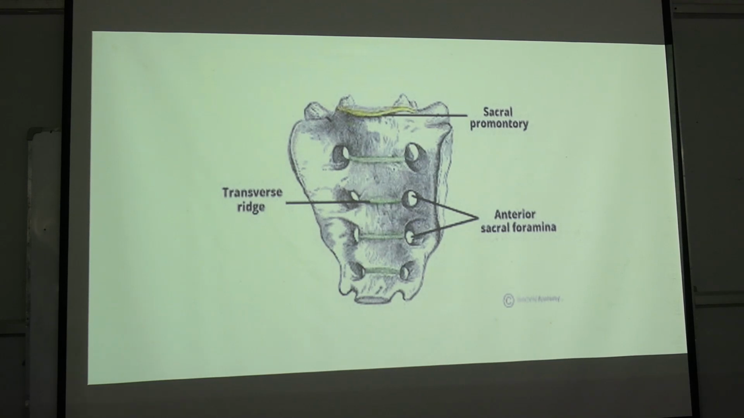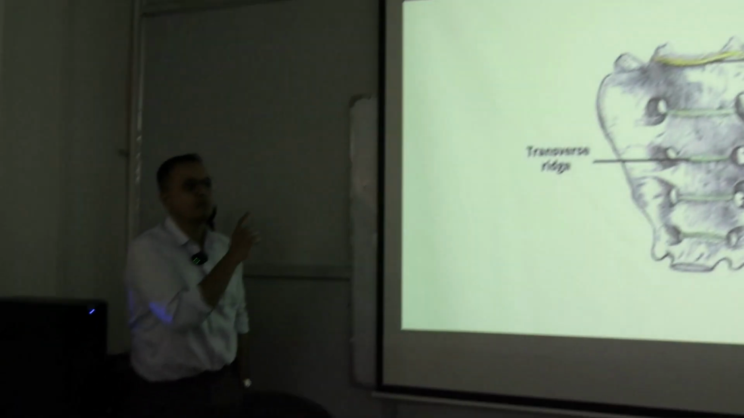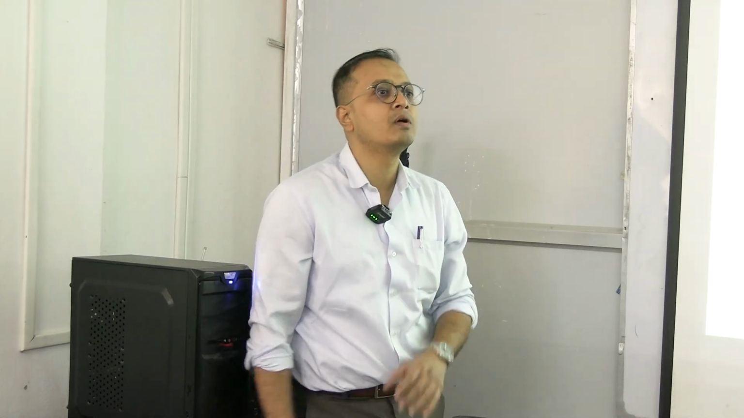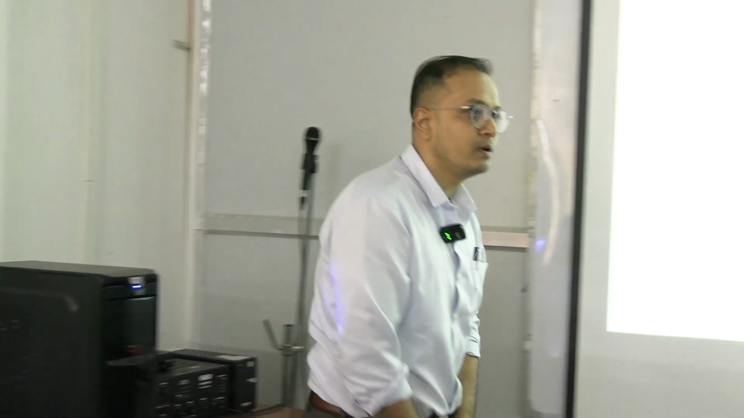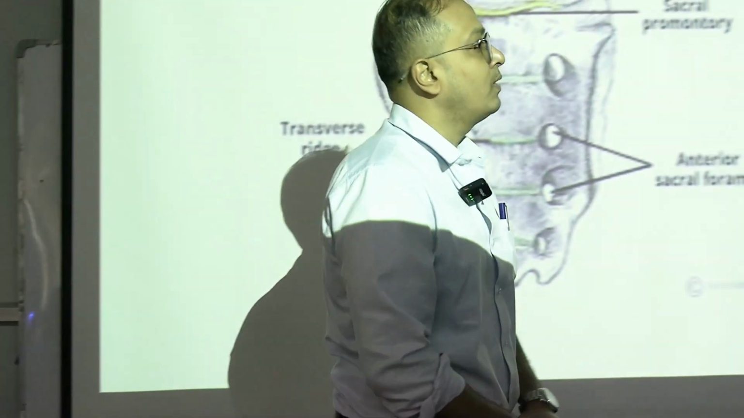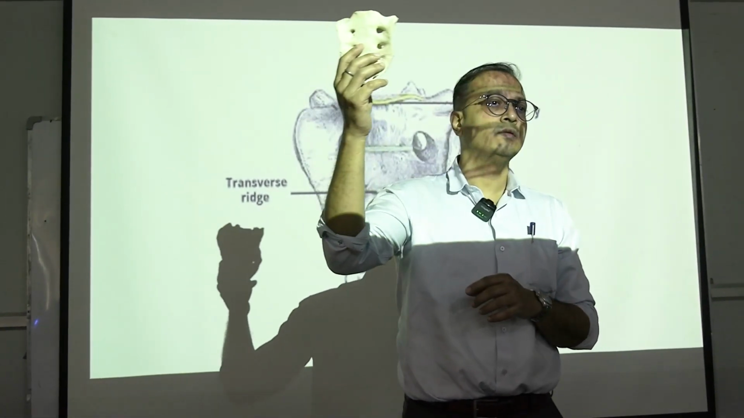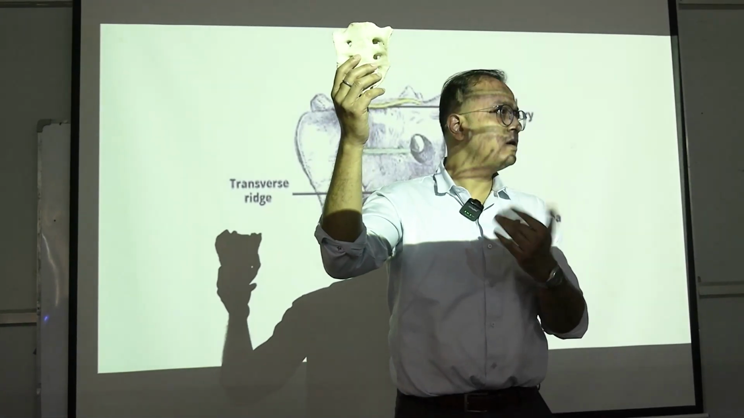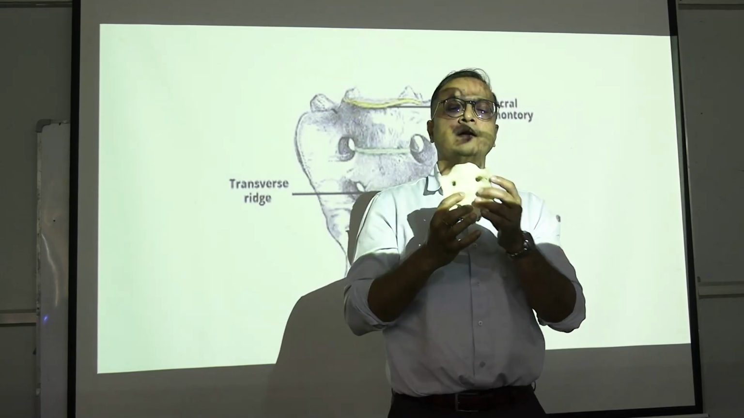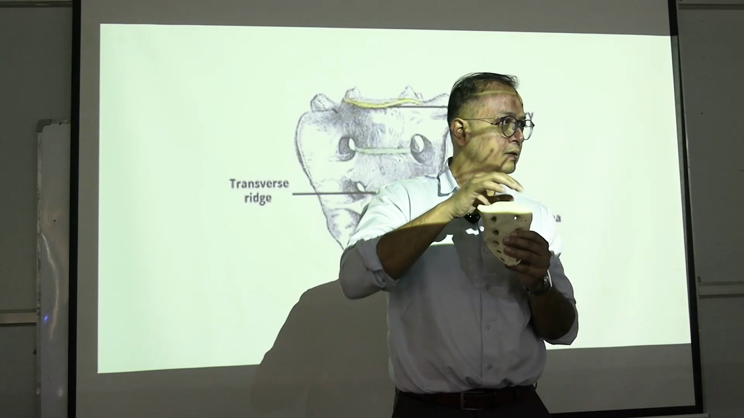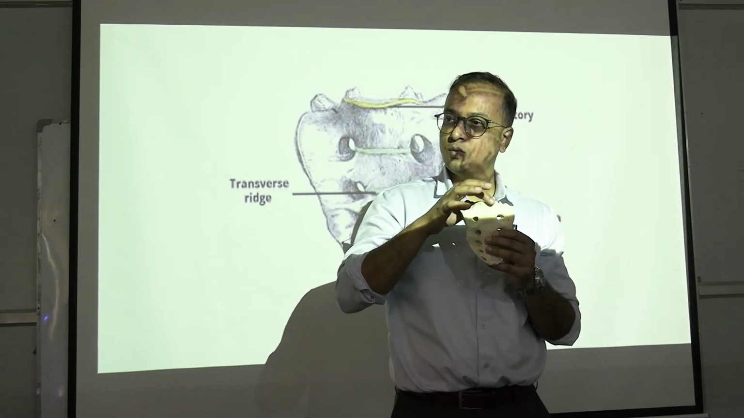The promontory is a landmark. That means we measure some distance from this anterior border. That is why it is important for us to remember. So, you have to remember this promontory. What do you mean by the promontory? Whenever you are given this bone, you have to identify the promontory. So, in this bone, where is the promontory? Ventral side or dorsal side? Anteriorly or posteriorly? Anteriorly. Which part of this anterior part? So, this one is the promontory.